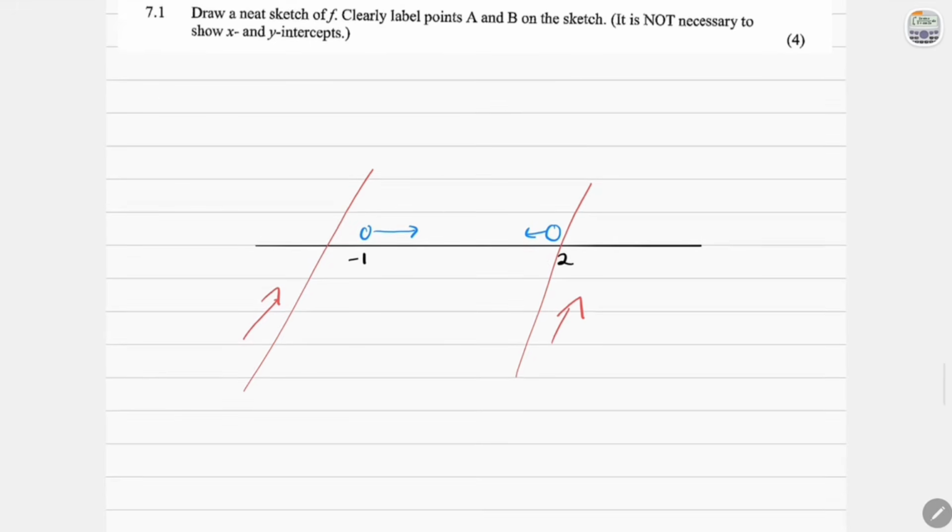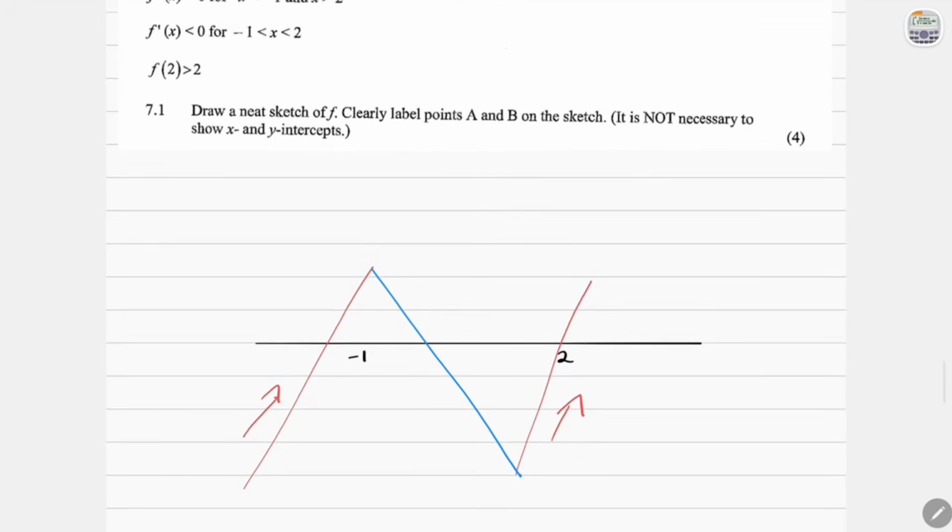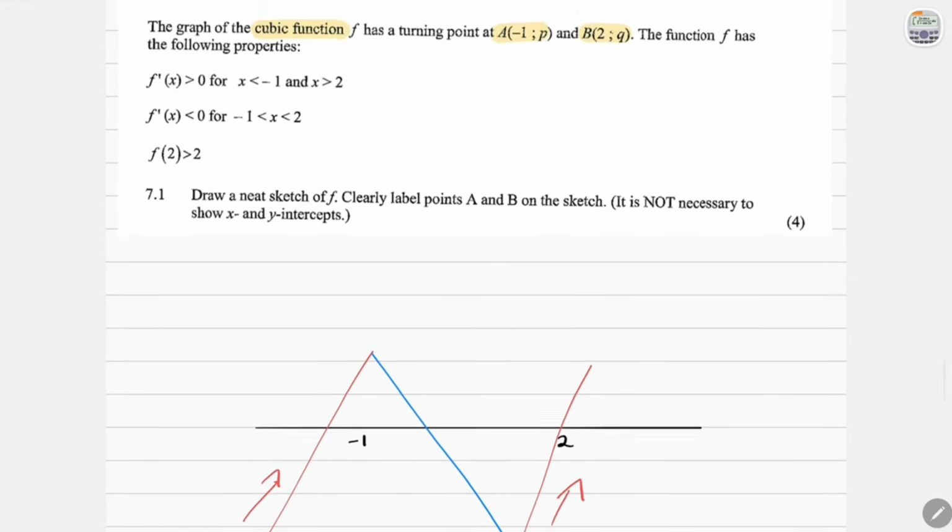So you see how this is already piecing everything together. Here it's increasing, here it's increasing, here it's decreasing. Okay, all through from negative 1 all the way to 2. So yeah, in a nutshell, you see what our graph is going to look like. I just need to now find out if they tell us anything else about those turning points.